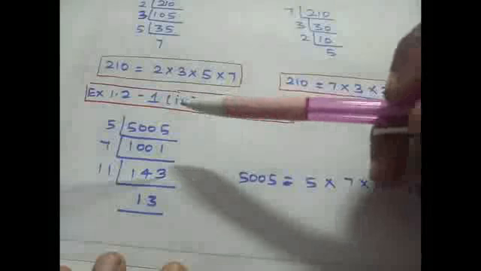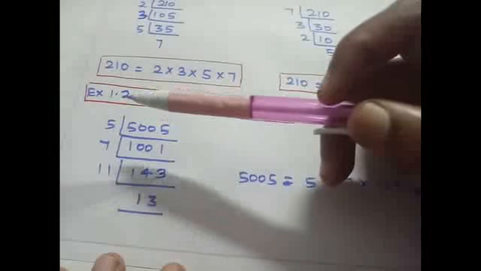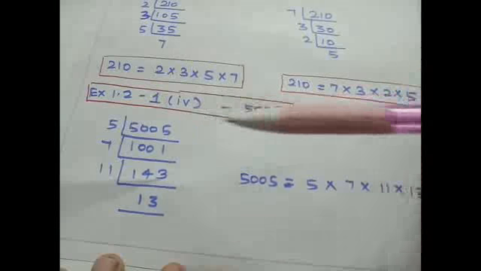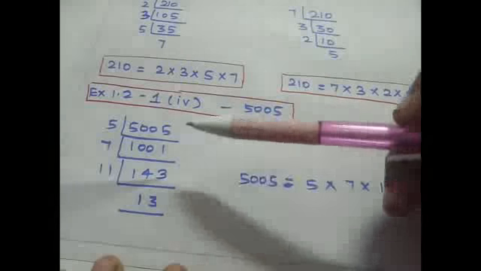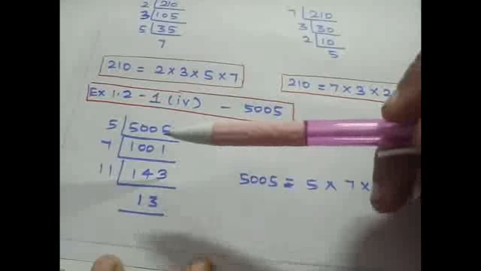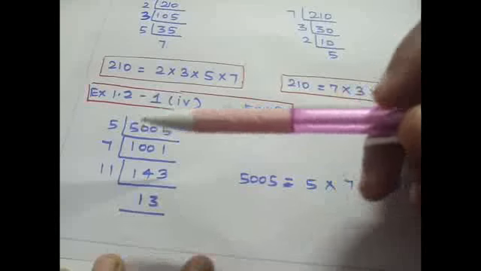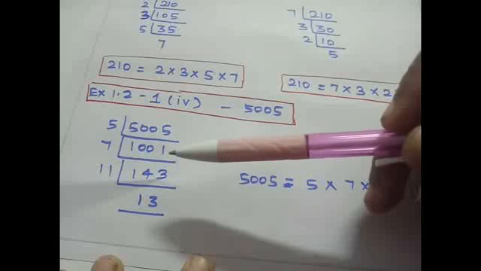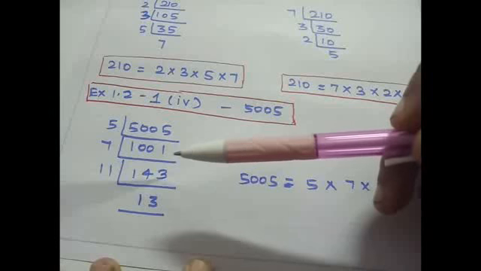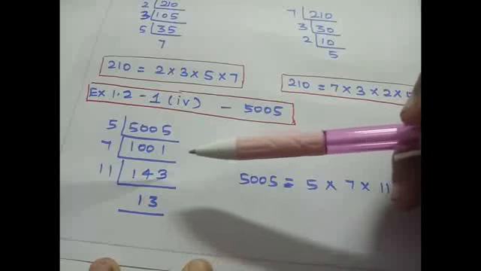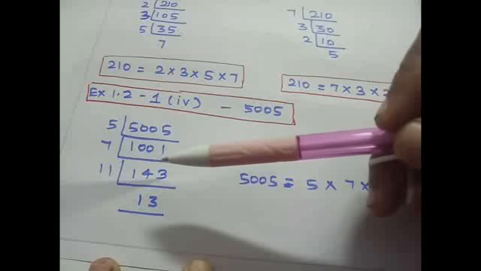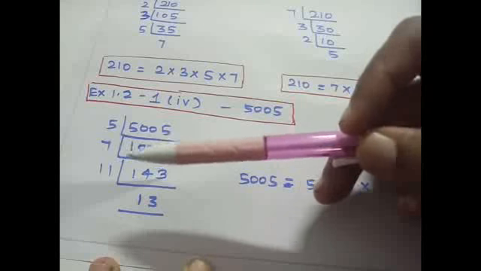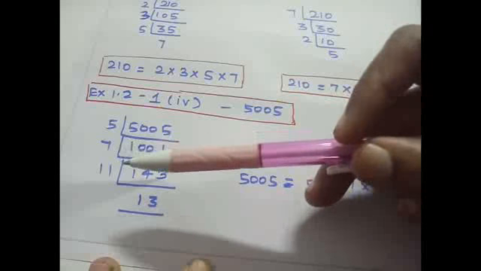In your exercise 1.2, first sum, you have the fourth division. The fourth division sum is 5005. I have divided like this. It's ending with 5, so definitely it's divisible by 5. So I have 1001. It's ending with 1, so it can be divisible by 3 or 7 or 9 or 11, like this it's coming. It's not divisible by 3. So next I have tried to divide by 7.